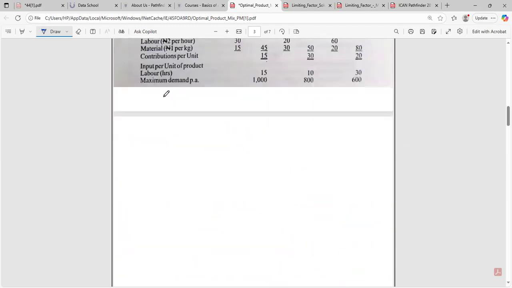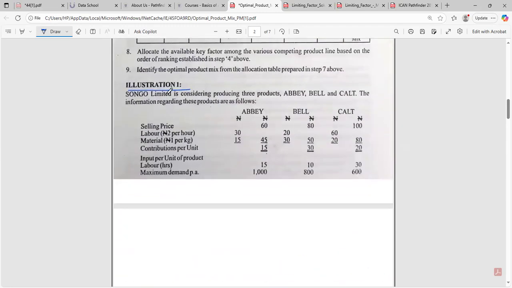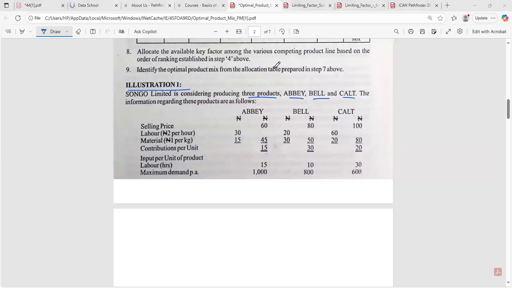Now, let's go and read the question. Songo Limited is considering producing 3 products, Abbey, Bell, and Cat. When I started this lecture, I told you there is no limiting factor problem if it does not have more than 1 product. So in this case, we have 3 products. That means that the first judgment is satisfied. So you have 3 products to be produced.